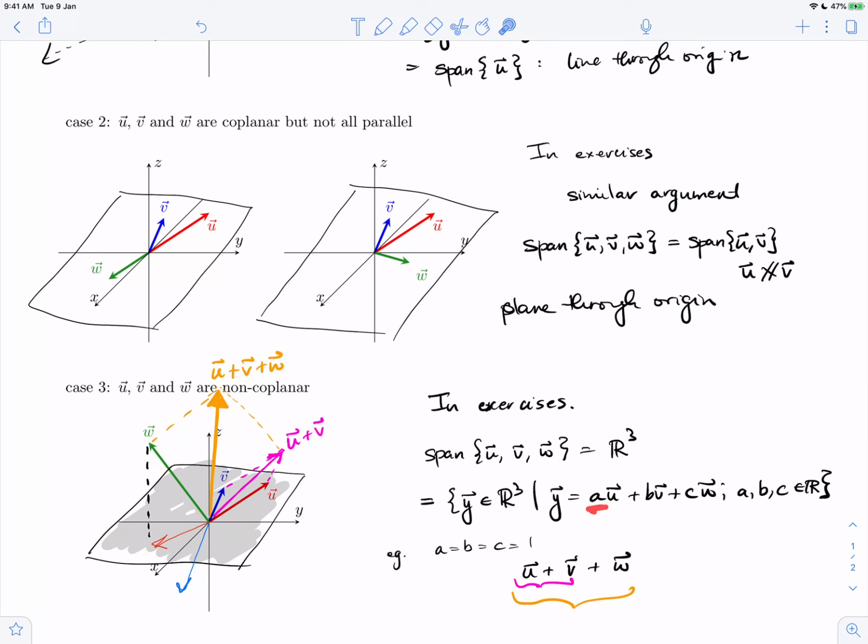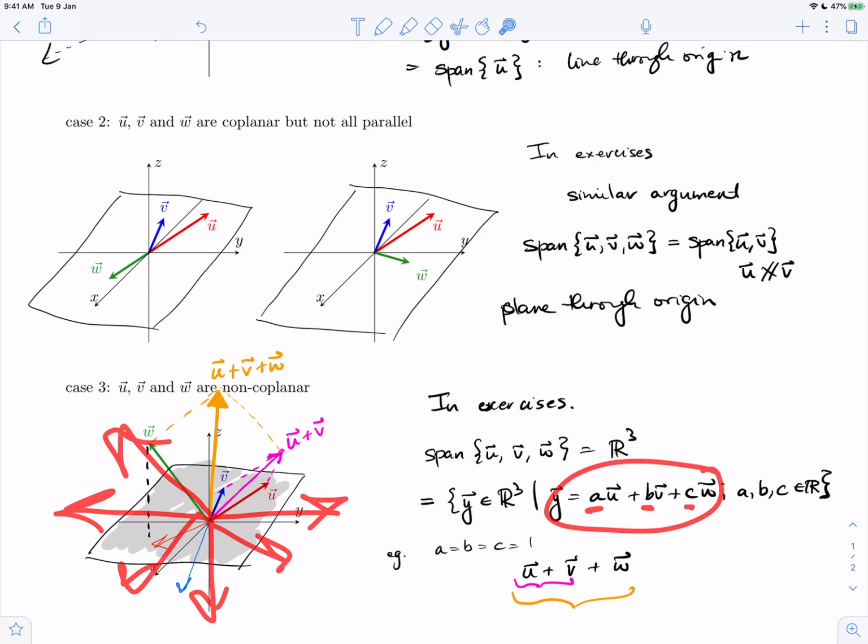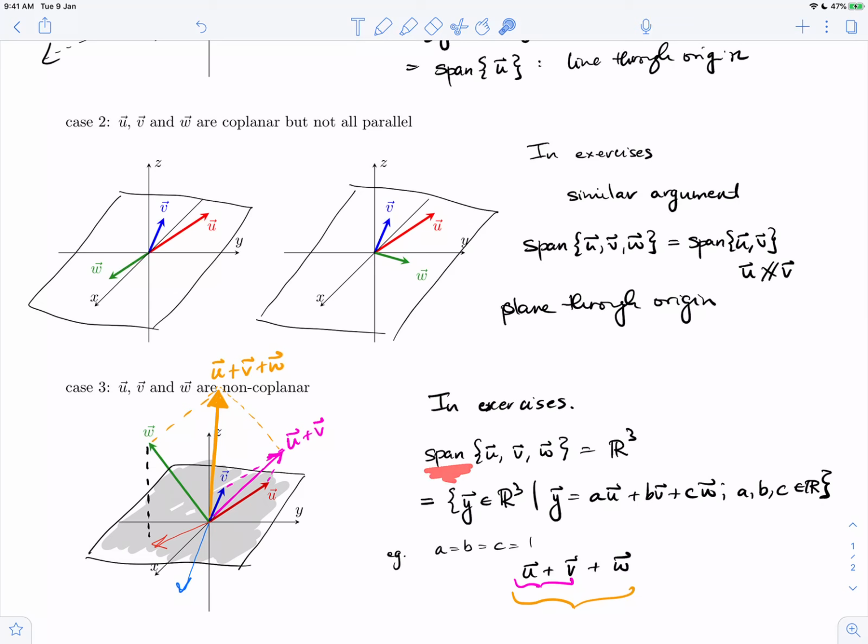And so this ability to take all scalar multiples, you can change the length, you can change the direction, and add them all up, you should hopefully get the impression that you can get a vector anywhere in three-dimensional space. And since you are taking the span, that means you're taking all possible linear combinations of these, you are getting all of R3. Now, that is just a geometric intuition as to why this is true. In the exercises, you will actually give a formal argument as to why the span of three non-coplanar vectors in R3 is all of R3.